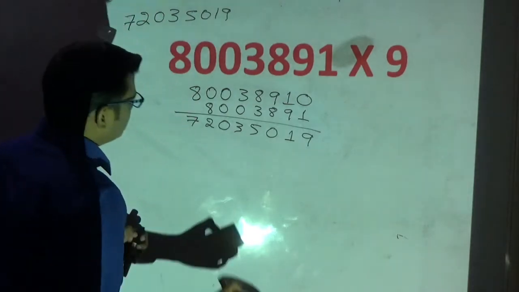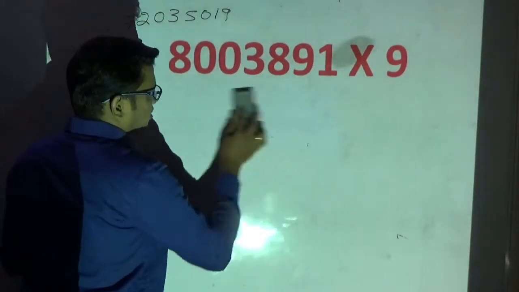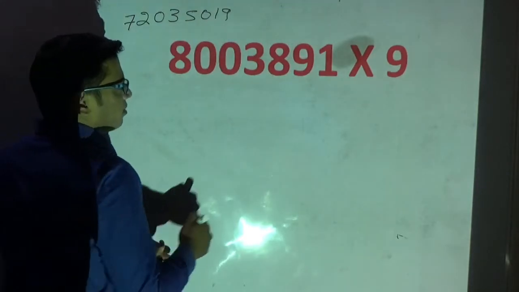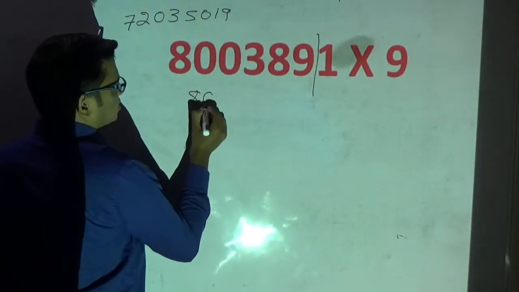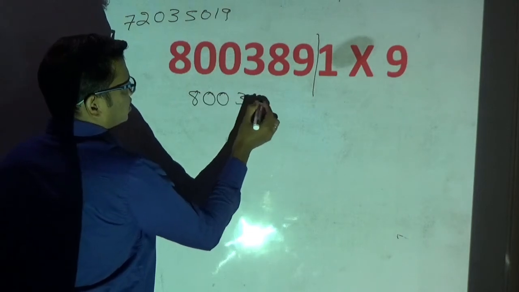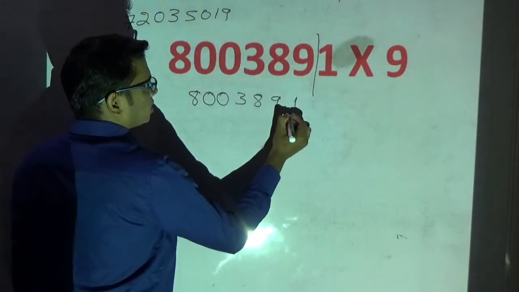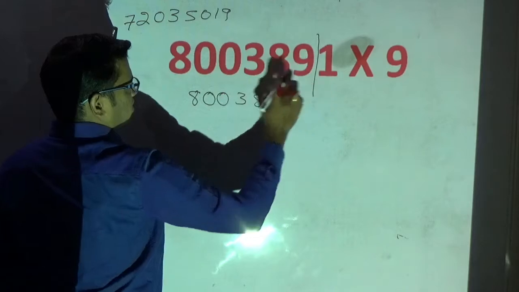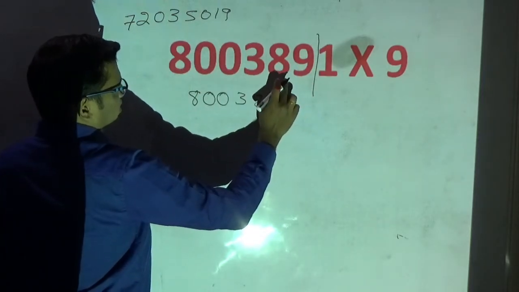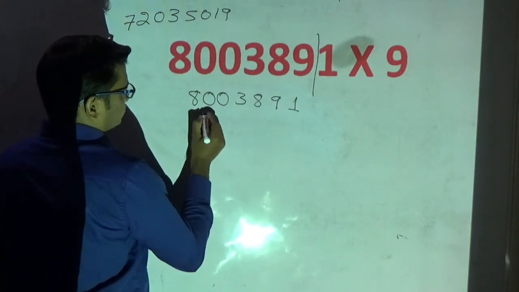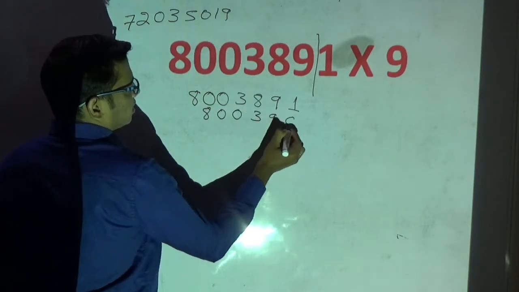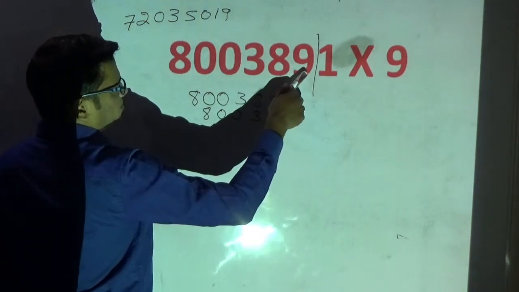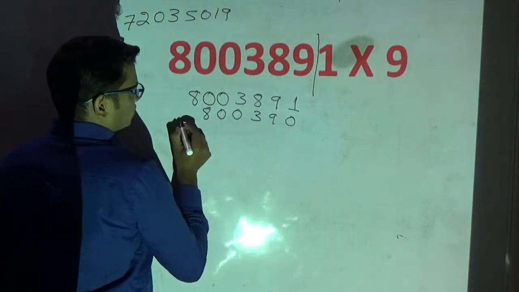Okay, now I will apply my second method. Kindly observe now. How many 9s are there? 1 nine is there. So split. Write first all the digits as it is. 8003891. Then you just ignore this. Then you have to increase this by 1. So 89 will become 90. 800390. Okay. So 89, but if you increase by 1, it will become what? 390.